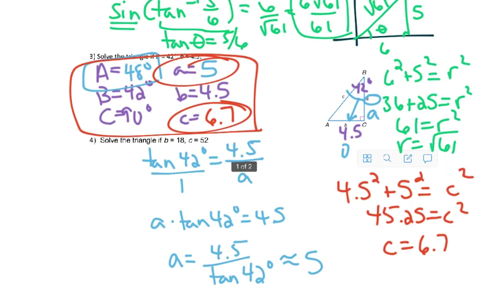And since I knew side B, that's the side opposite, and A was the side adjacent, that's how I decided I was going to use tangent. Then once I knew 2 of the 3 sides, I used the Pythagorean Theorem to find the third side because it is a right triangle.